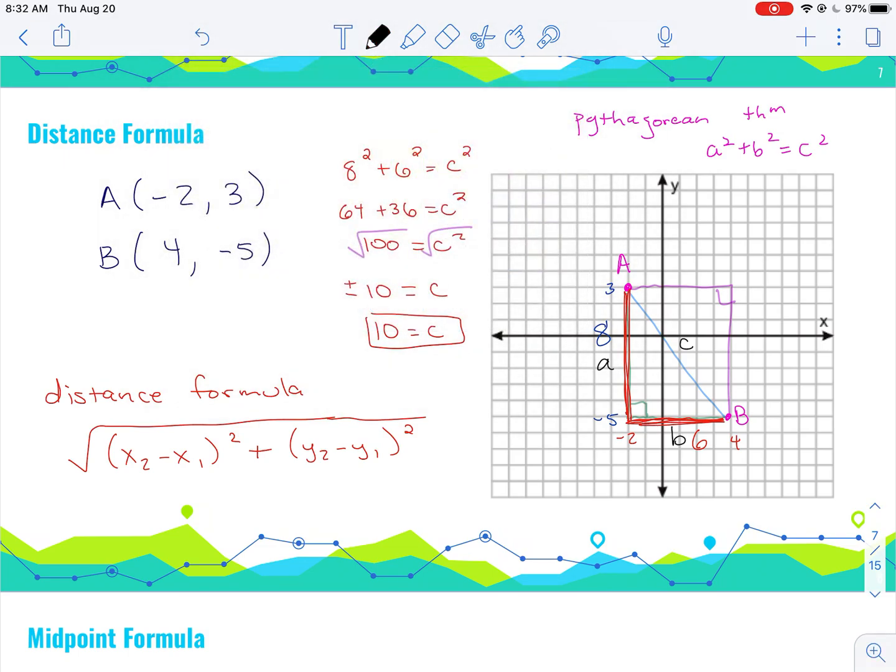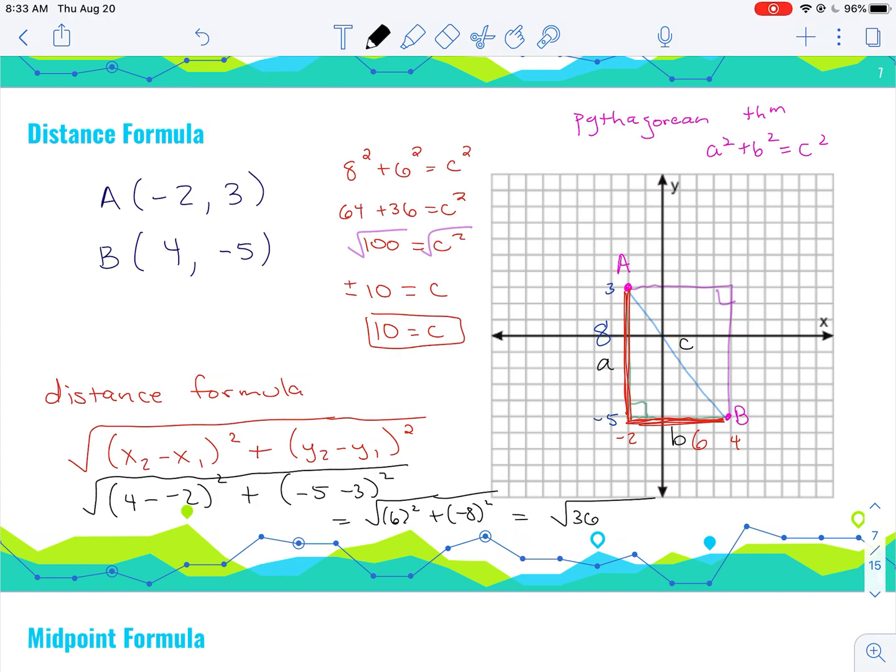So doing the same problem with the distance formula, x2 minus x1 would be 4 minus -2, and then squared. And then y2 minus y1 would be -5 minus 3 squared. And you take the square root. And this would become 6 squared plus negative 8 squared, but when you square something, it'll be positive, which would be 36 plus 64, which again would give us 10. So you can either make a right triangle and use the Pythagorean theorem, or you can use the distance formula.